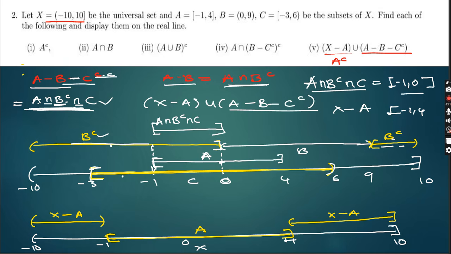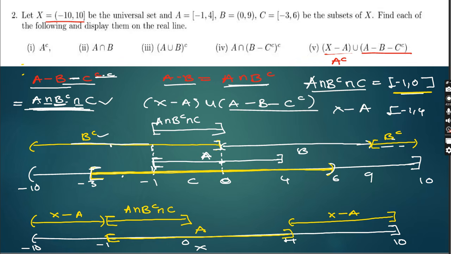Okay, now let's draw, because we want to unite X minus A with this set. Let's draw now our A intersection B complement intersection C. It is running from negative 1 all the way to where our 0 is. And this part is included in here, and also 0 is included. This is our A intersection B complement, then intersection C.